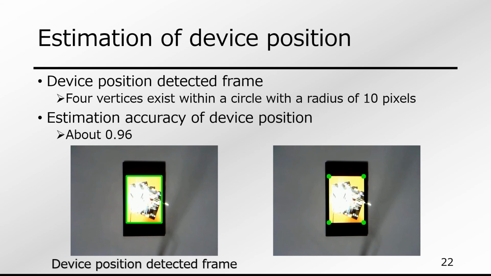The device portion was estimated in the recorded video. This is an example of drawing the estimated device portion in the recorded video frame. The estimated device screen portion is represented by a green frame. The device screen portion of the estimated frame was detected only when all 4 vertices of the estimated device screen rectangle area exist within a circle drawn with a radius of 10 pixels centered over the 4 vertices of the device screen. The estimation accuracy of the device portion throughout the whole video was about 0.96.